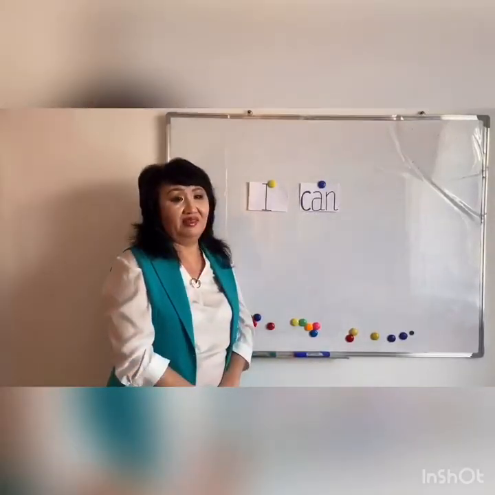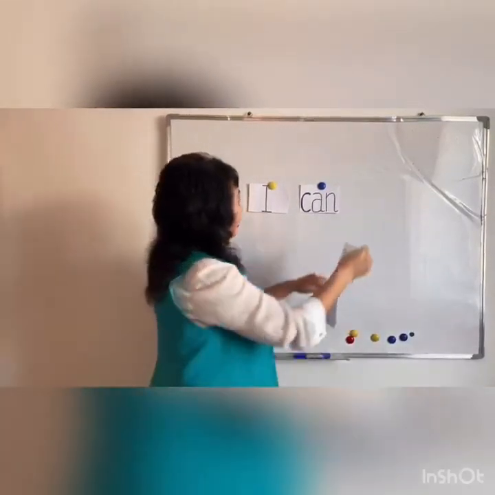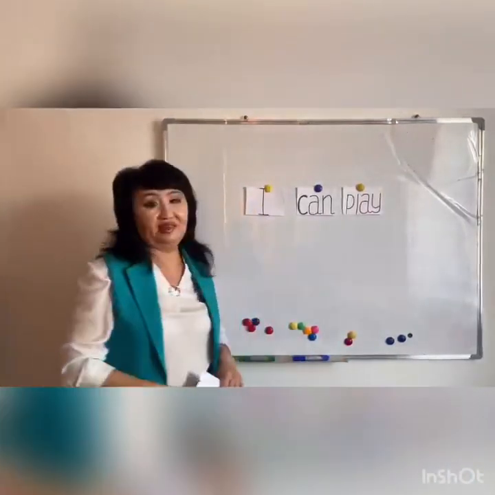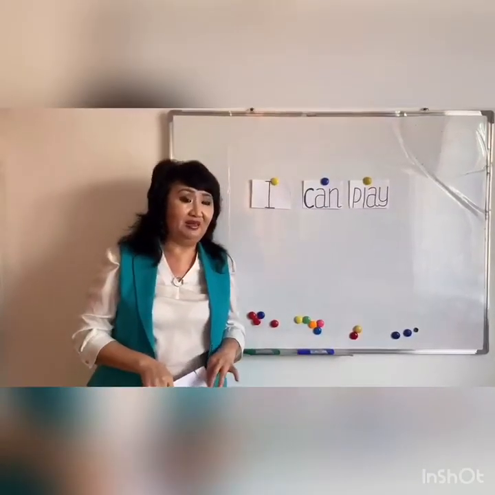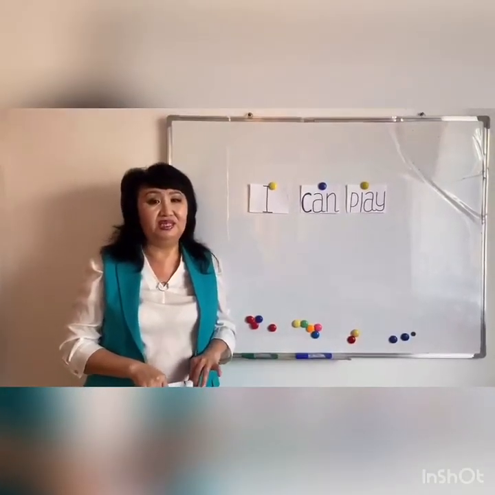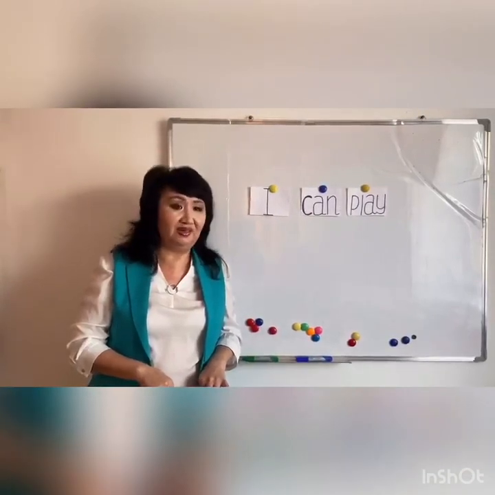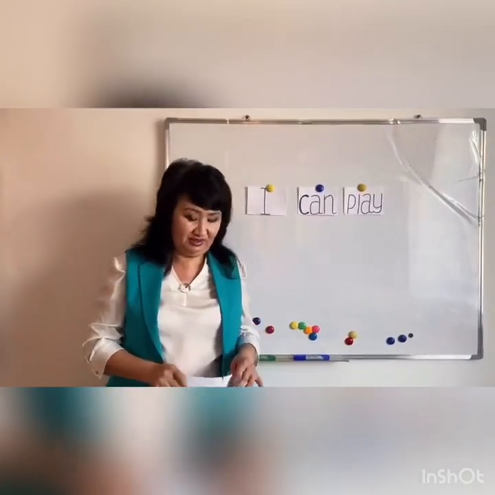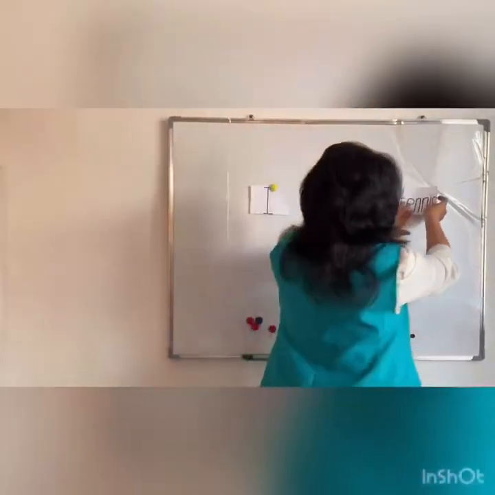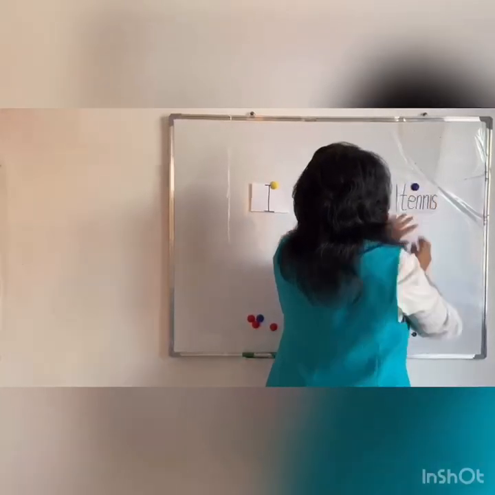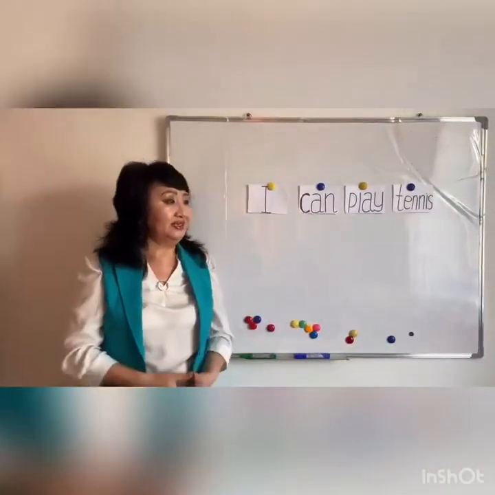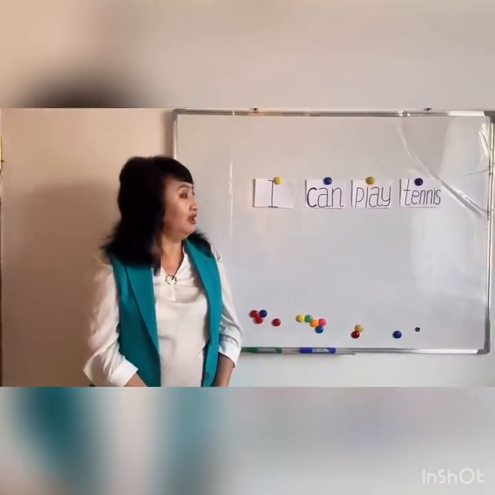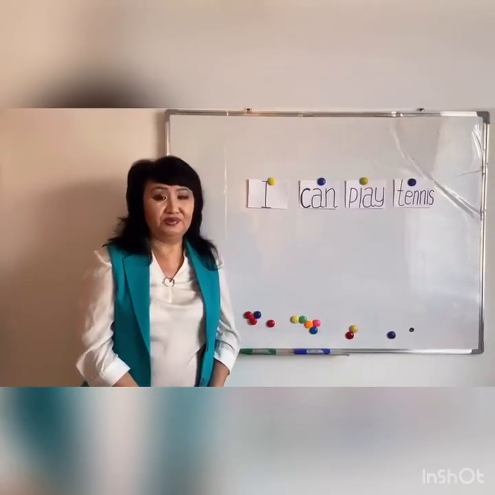"I can play." What can I play? Basketball? No, I can't play basketball. Computer games? No, I hate computer games. Volleyball? No, I can't play volleyball. Tennis? Yes, tennis. As you see in this activity, children identify the structure of sentences and learn how to form modal verb sentences correctly.